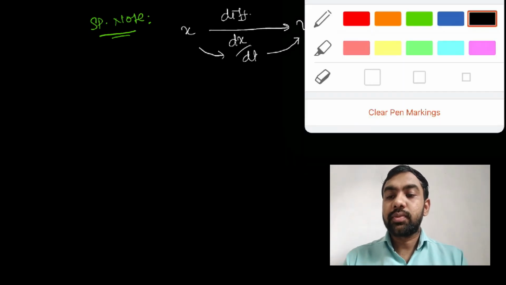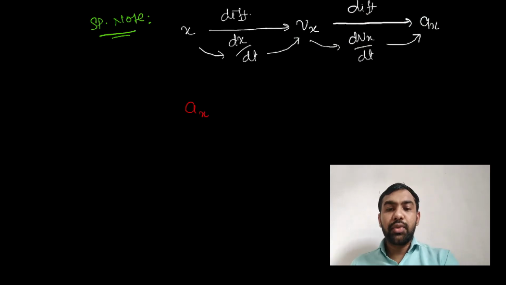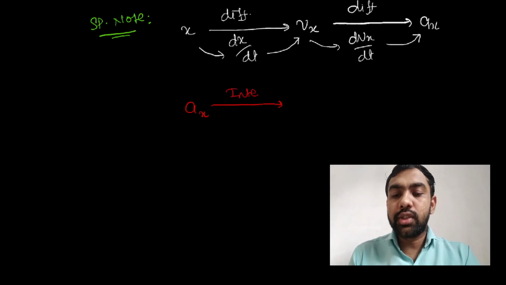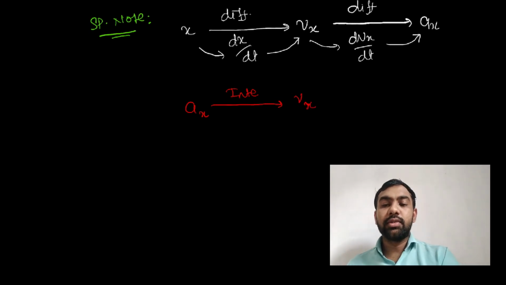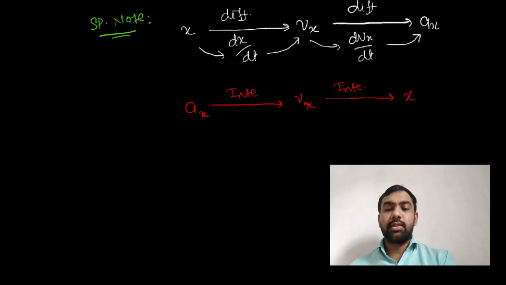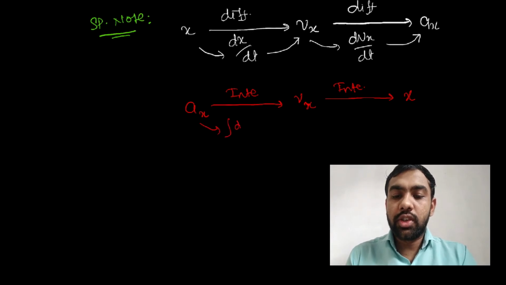Now the opposite case, if you have an acceleration ax, then you take an integration, you get the answer of velocity. And then you integrate again, then you get the answer of x. Okay, means what? Integration dv is equal to integration ax dt.